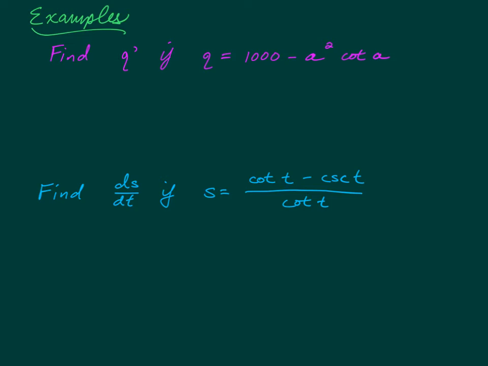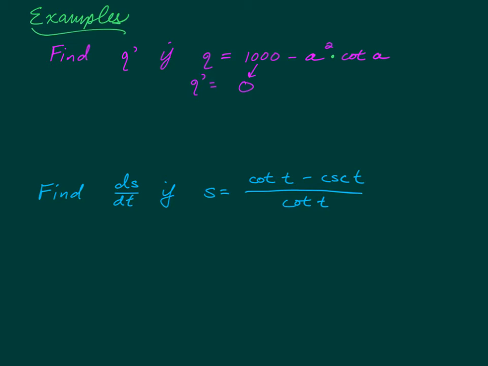Some more examples. Here we have a function q equals 1000 minus a squared cotangent a, and we are asked to find the derivative of q. So the first thing that we're going to do if we want to find the derivative of q, or q prime, is remember that a constant, when you take the derivative of a constant, you get 0.